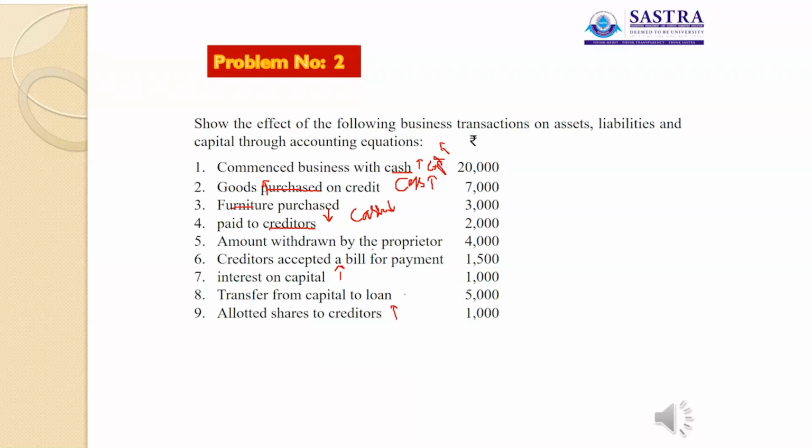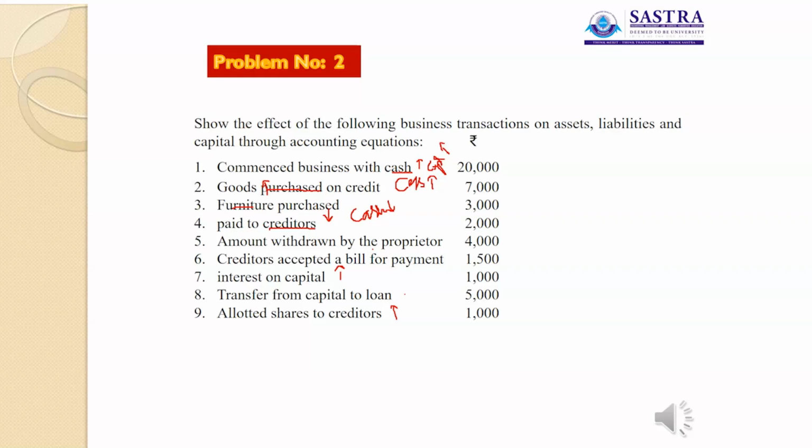Okay. So commence business with cash rupees. Here there are two accounts involved here. One is capital account and another one is cash account. Here cash account, if cash increases, automatically capital is also increased. The next one is goods purchased on credit. Here goods purchased on credit basis. So here creditors account and another one is purchase account.